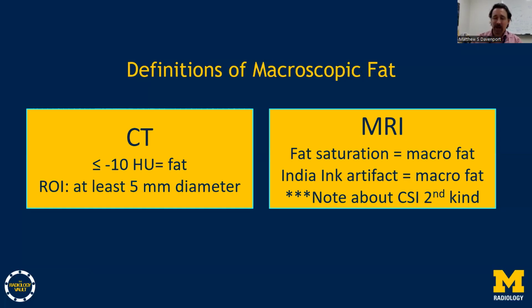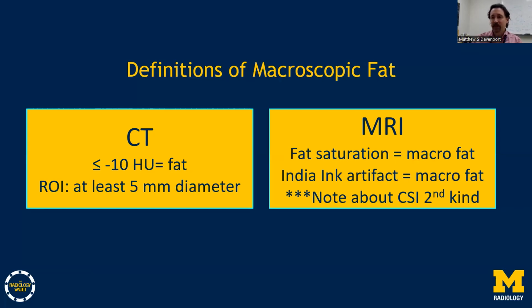I mentioned that macroscopic fat can be very helpful to detect because it almost always indicates a benign mass. And at CT, the definition is a region of interest of at least 5 millimeters diameter, and you come back with a measurement of minus 10 Hounsfield units or less. At MRI, seeing something lose signal intensity on a fat-saturated sequence compared to a non-fat-saturated sequence of the same type can indicate macroscopic fat. Indian-ink artifact around a globule of T1 hyperintensity can also indicate macroscopic fat.